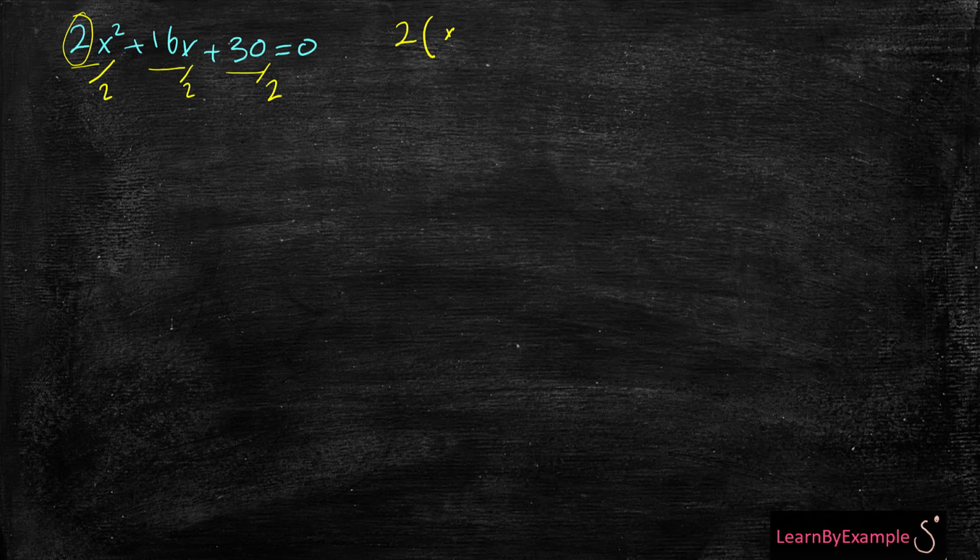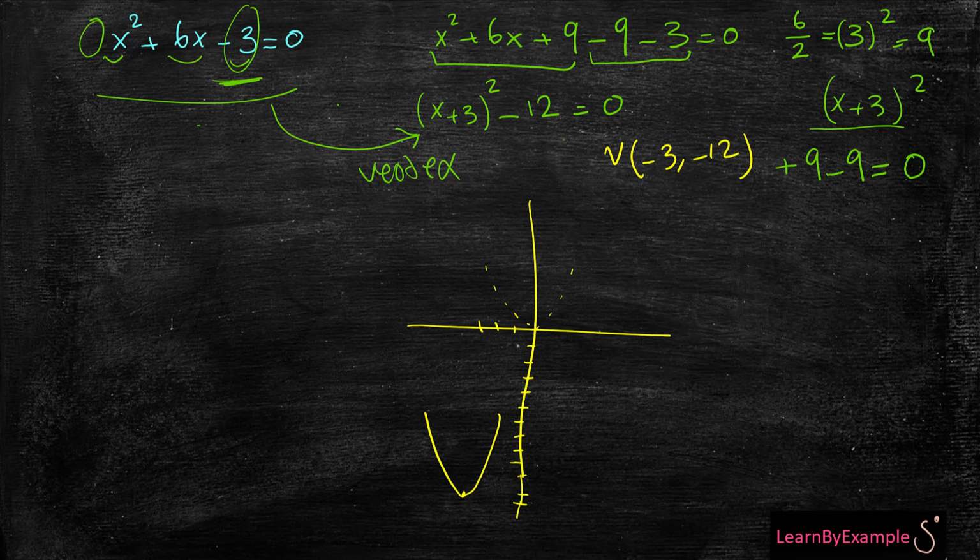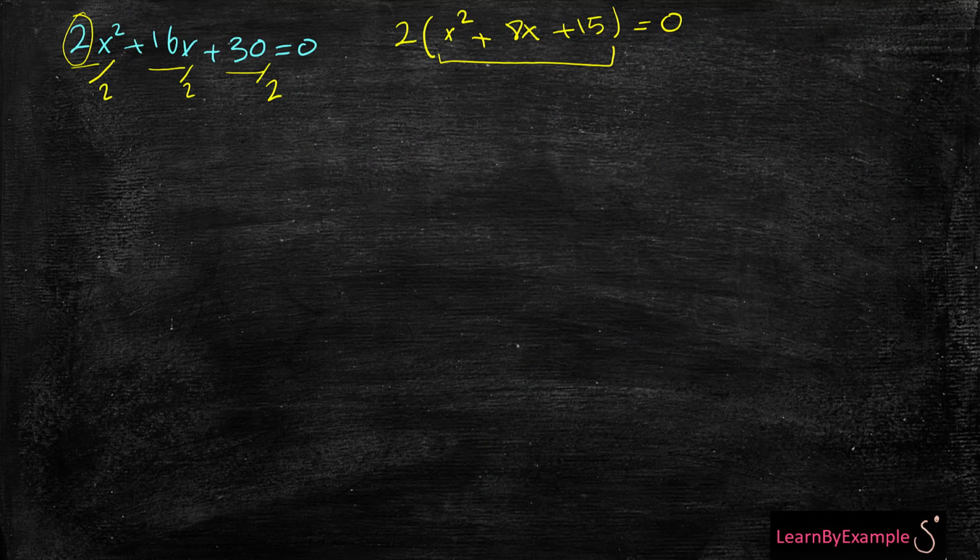So 2x squared divided by 2 is x squared. 16x divided by 2 is 8x. And 30 divided by 2 is just 15, equals 0. Now this looks a lot like the example we had previously, x squared plus 6x minus 3. So I'm just going to use the same exact method to factor this out. I'm going to write 2 as is, and write the first 2 terms like I did in the previous question.